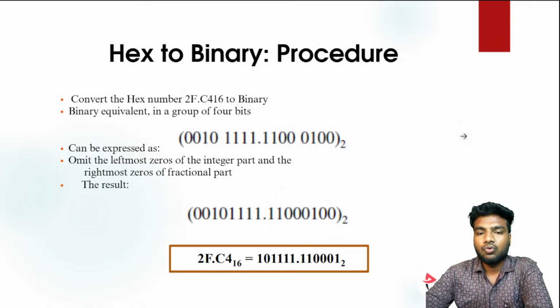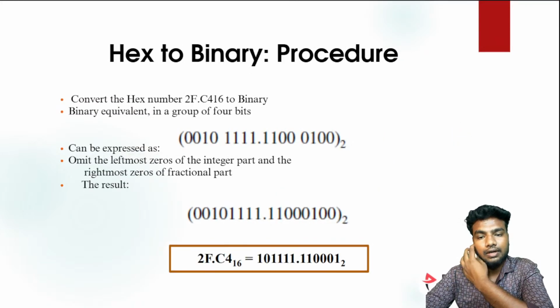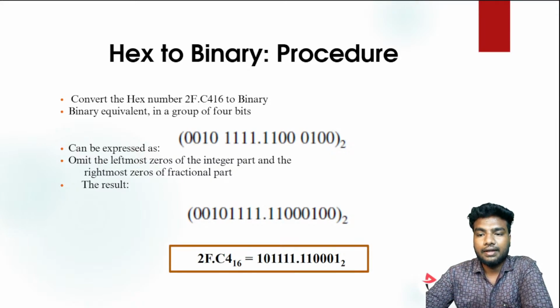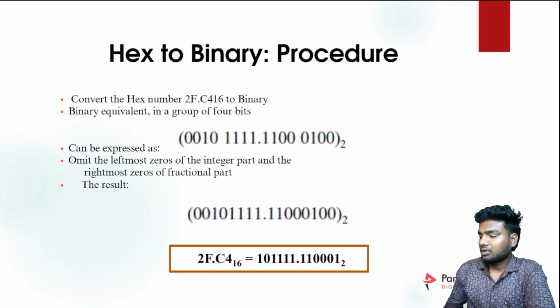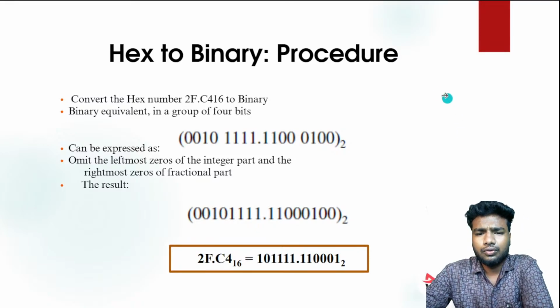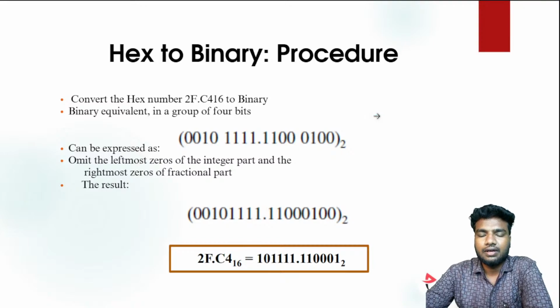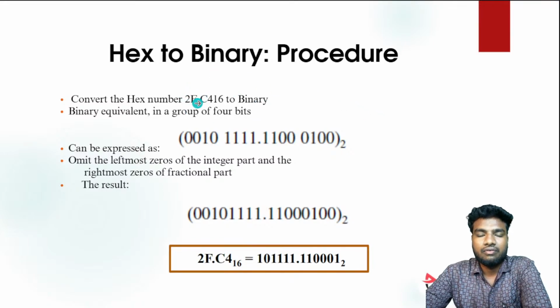Then let's move to hexadecimal to binary. Hexa to binary means we are converting a hexadecimal value into binary. This is my hexa value. F we know is 15, so in binary representation we can write it this way: 1 1 1 1. 2 means 0 0 1 0. So this is the conversion of hexadecimal to binary.